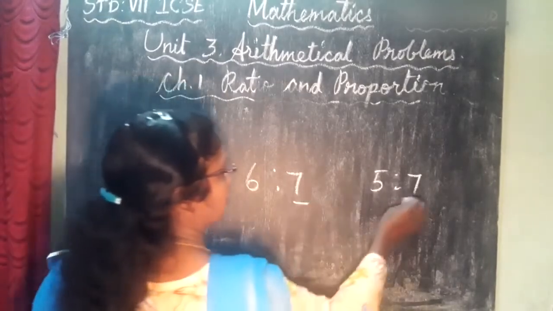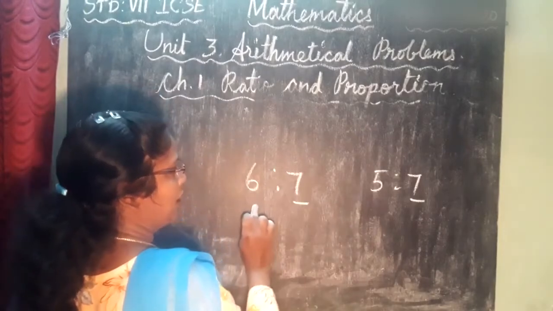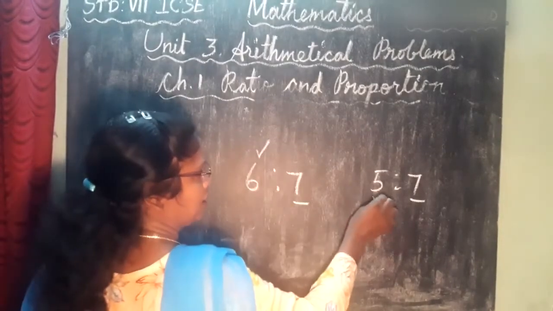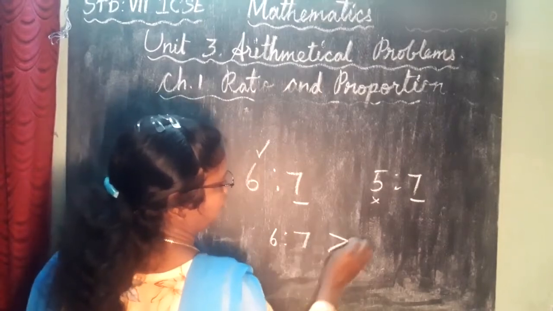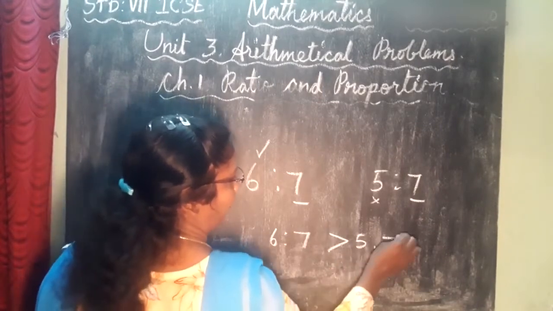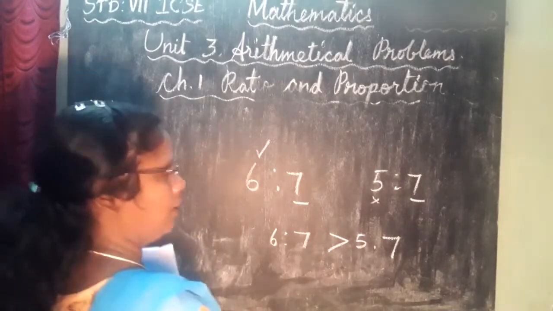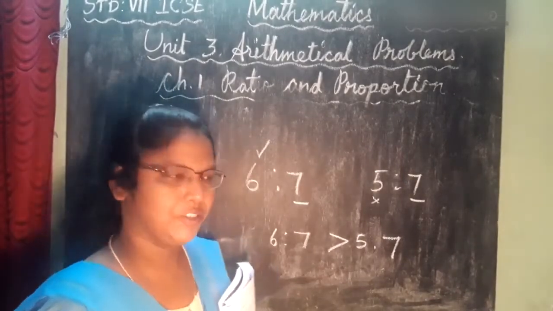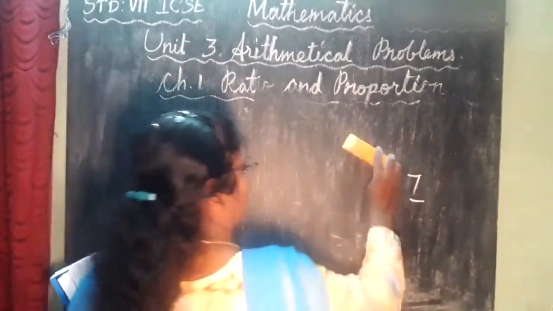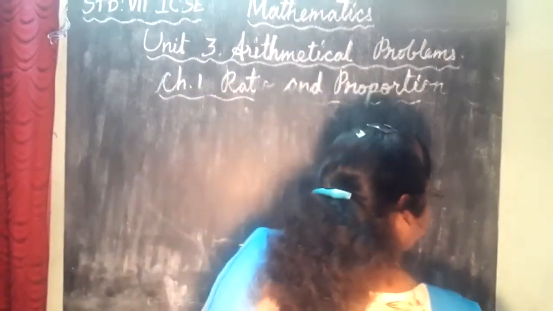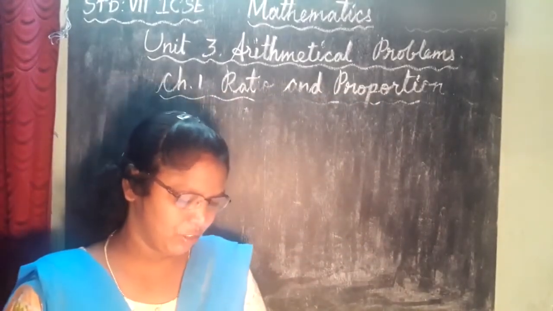Here the consequent is the same, only the antecedent is different. So which is greater? This is greater, this is smaller. So in ratio also we can say that 6 is to 7 is greater than 5 is to 7. Understood, children? This is called comparison of ratio. Next, compound ratio. Compound ratio means what?